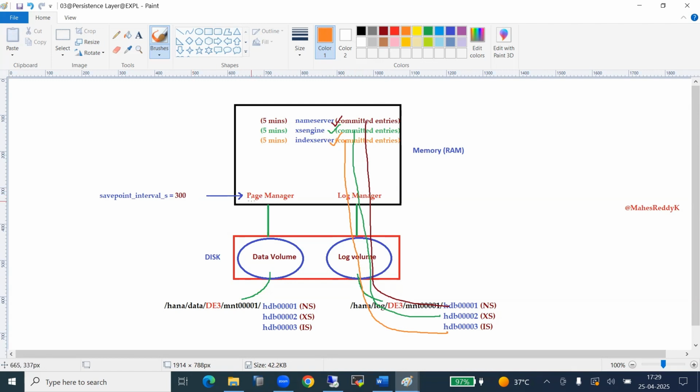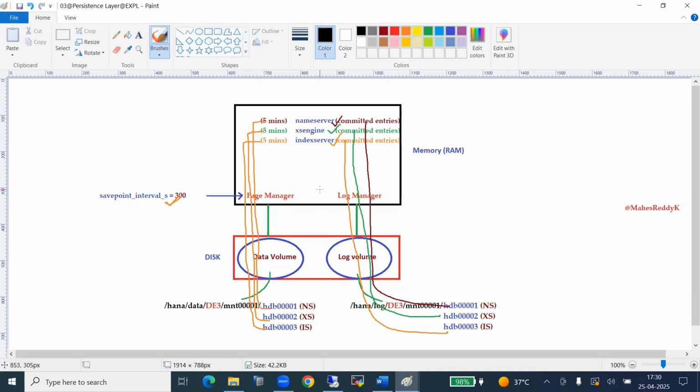Now coming to the page manager. The page manager writes the data to the data volume whenever a save point is triggered. What is the save point time interval? 300 seconds. 300 seconds means 5 minutes. Every 5 minutes, committed data is written to the data volume by the page manager. Assume that the save point is now triggered. So committed data of name server is written to the name server data volume by the page manager. Also committed data of access engine is written to the access engine data volume by the page manager. And also committed data of index server is written to the index server data volume by the page manager.